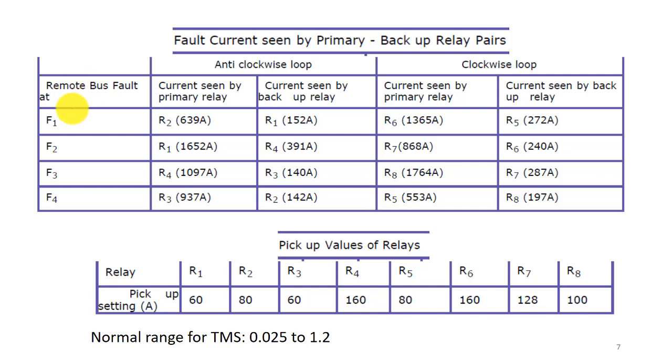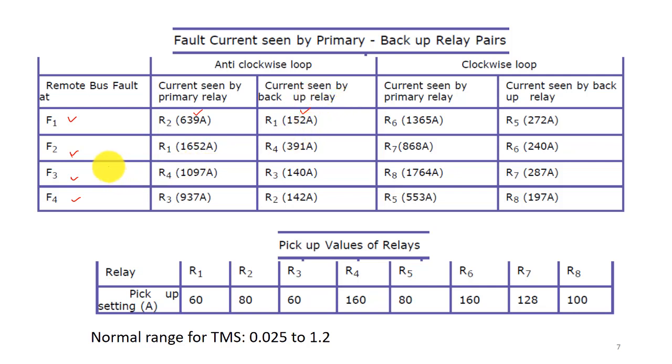So the remote bus faults at F1, F2, F3 and F4. We have considered 4 faults, and the current seen by the primary relay. R2 is the primary relay for F1, and the maximum fault current seen by R2 will be 639 ampere. Similarly, the current seen by the backup relay R1 will be 152 ampere. It will reduce, right? Okay.